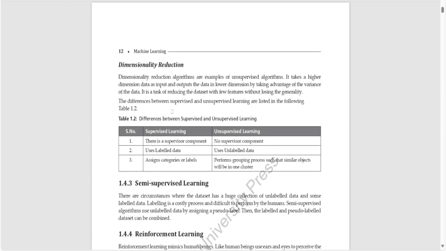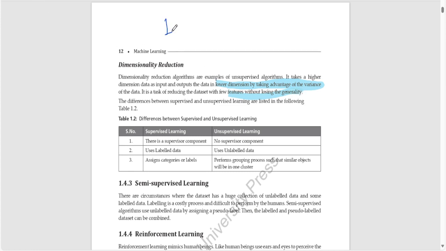So now comes the dimensionality reduction. It is also an example of unsupervised learning. In dimensionality reduction, wherever a higher dimension of data or a large data set is present, it will be converted into a lower dimension by using variance, and then the task of reduction is done with a few features of the original. So why is it done like that?